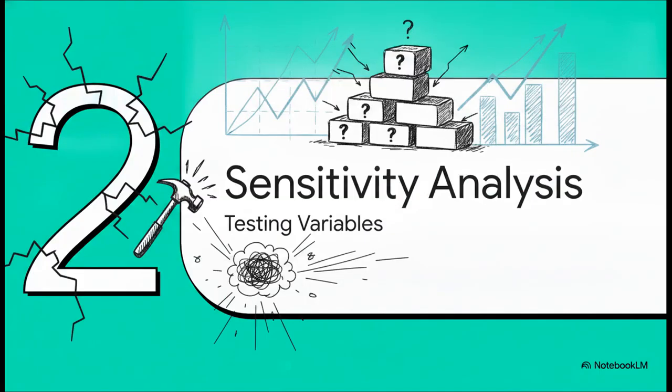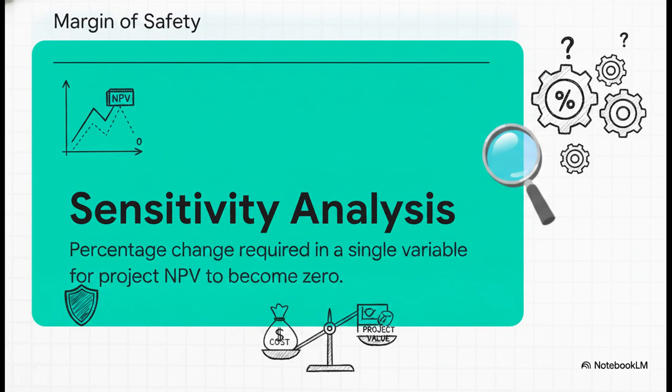Moving right along to Section 2, sensitivity analysis. Let's start testing some variables. The crucial point here is understanding your margin of safety, like exactly how far can a single metric slip before a project becomes essentially worthless. And when I say worthless, what I mean is the net present value, the NPV, hits exactly 0. Because at an NPV of 0, remember, the project is only just barely covering its cost of capital.